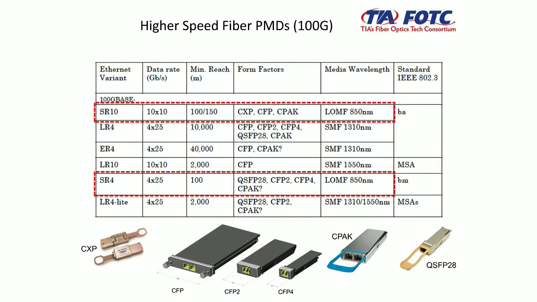And here's the variants for 100G, the PMDs for 100G. The SR10, the first one there that's highlighted, pretty much obsolete except for specialty applications. SR4 with a 25 gig line rate, and you can see the reach there, 100 meters. Both of these, all of these are 850 nanometer.